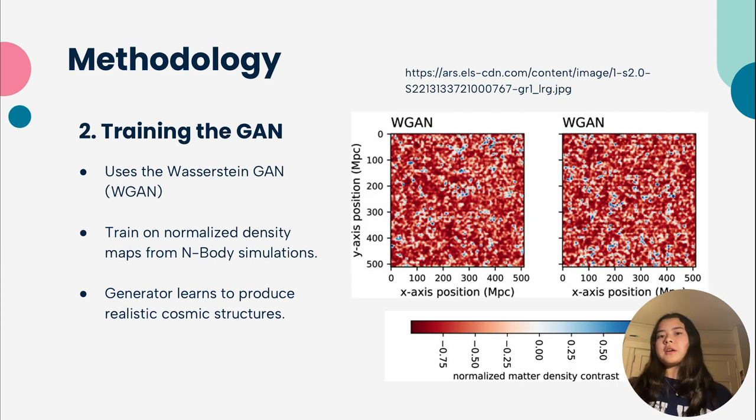So the second part is training the GAN, so they use the Wasserstein GAN, or the WGAN. So they train on normalized density maps from n-body simulations to learn void patterns. The generator learns to produce these realistic cosmic structures.